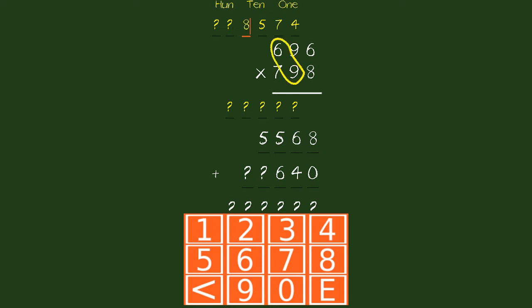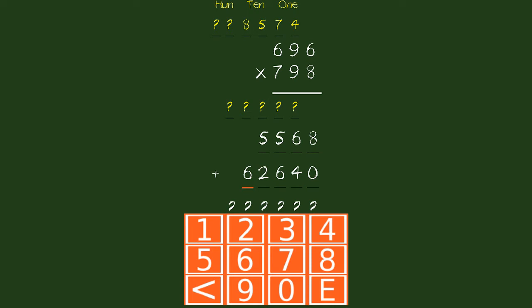Now multiply 6 times 9. 6 times 9 equals 54, and we need to add the 8 in the tens carry location to this. 54 plus 8 equals 62. Touch the question mark in the thousands answer location here and the 2 on the keyboard to put the 2 of the 62 in the thousands answer location. Now touch the question mark in the 10,000s answer location and the 6 on the keyboard to put a 6 in the 10,000s location.